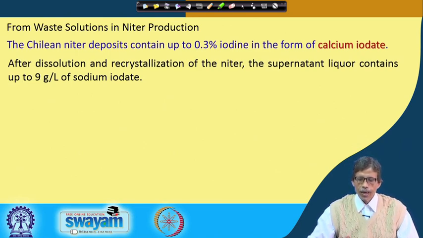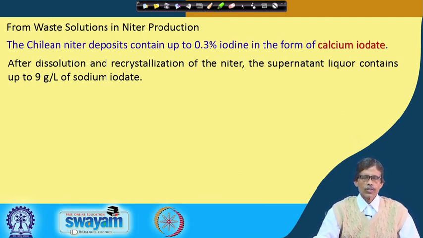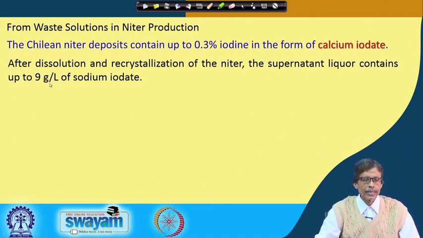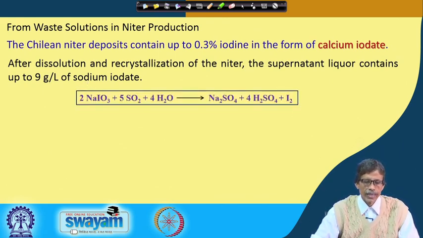The supernatant mother liquor contains up to 9 gram per liter of calcium iodate, which through that treatment is converted to sodium iodate. So, whatever free calcium iodate is in the natural sources of Chilean nitre is now converted through this particular process to its sodium salt, which has a higher solubility compared to calcium iodate. So, per liter of that mother liquor, you will be able to get the corresponding amount of iodate from that particular medium.